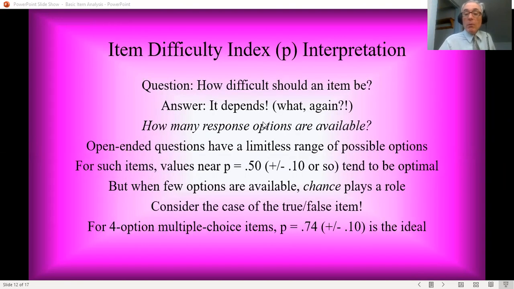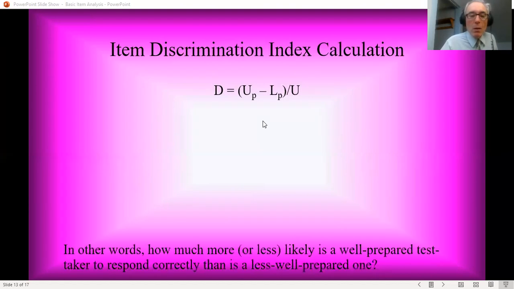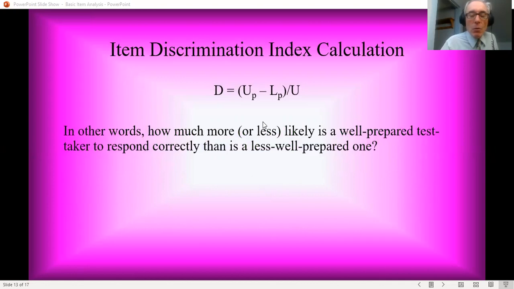Okay, so that's item difficulty. Item discrimination is no harder to calculate. Here's the formula. D equals U sub P minus L sub P divided by U. In other words, if you're well prepared, if you're in the upper group, how much more or less likely are you to get the right answer than somebody who is ill prepared, who's in the lower group?